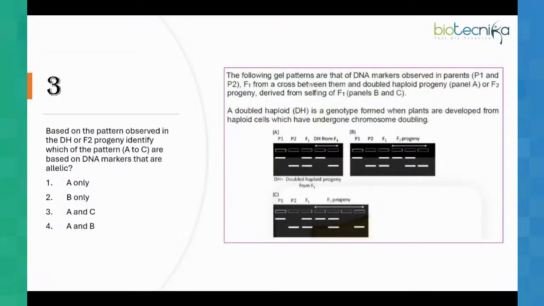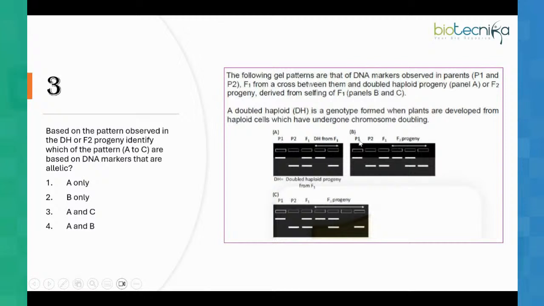All right, moving on. Let's see the third question. This is based on the pattern observed in DH or F2 progeny. Which of the patterns A to C are based on DNA markers that are allelic? See, before that, what is mentioned here? The following gel patterns are that of DNA markers observed in parents P1 and P2, F1 from a cross between them, and a double haploid progeny panel in A, or F2 progeny derived from selfing of F1 in panels B and C.